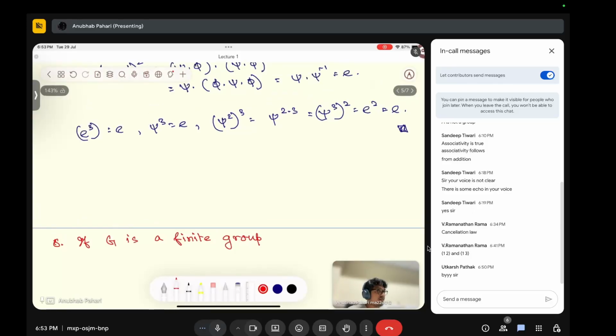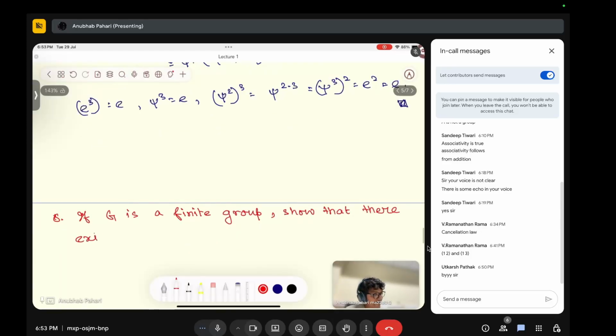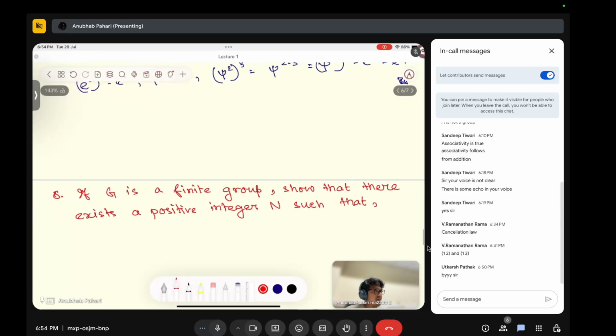Anyway, show that there exists a positive integer n such that a to the power n equals e for all a belonging to G.